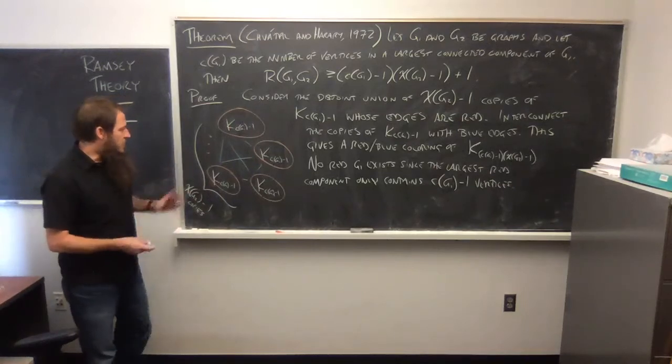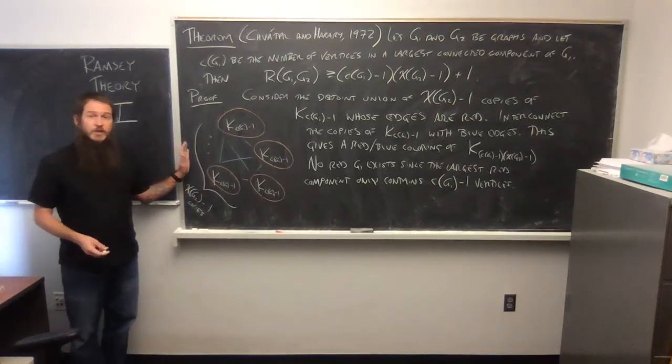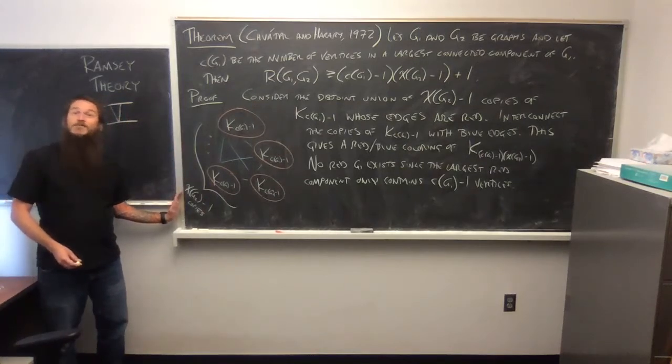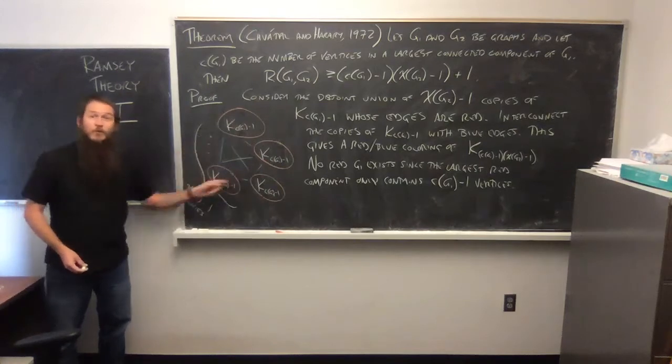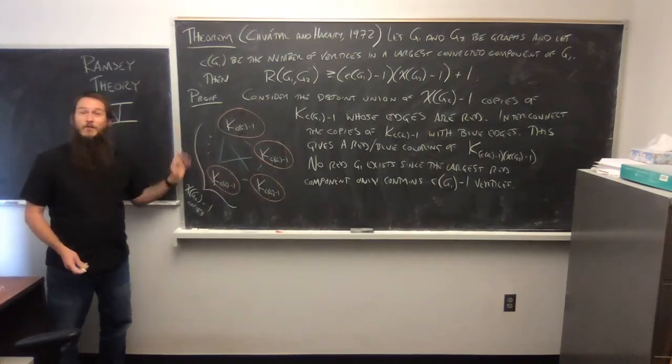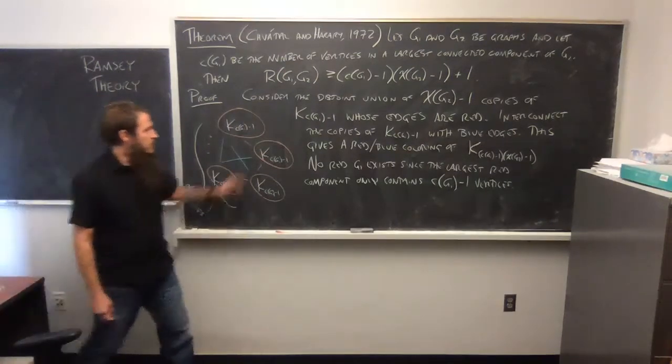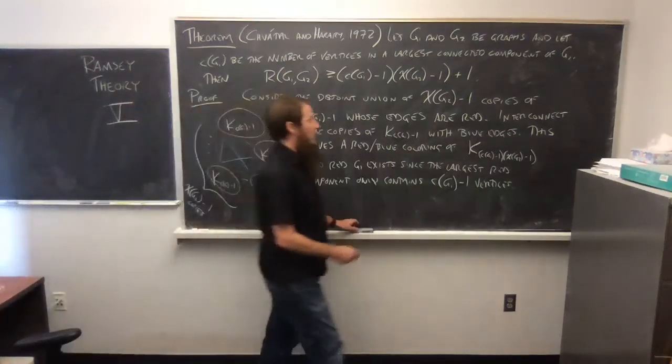And the reason that prevents us from having a blue G2 is that having a blue G2 would require chi of G2 colors, but we're able to properly vertex color every blue subgraph using fewer colors than that. So that's the final argument. Let me erase this part of the proof and I'll finish putting that up.